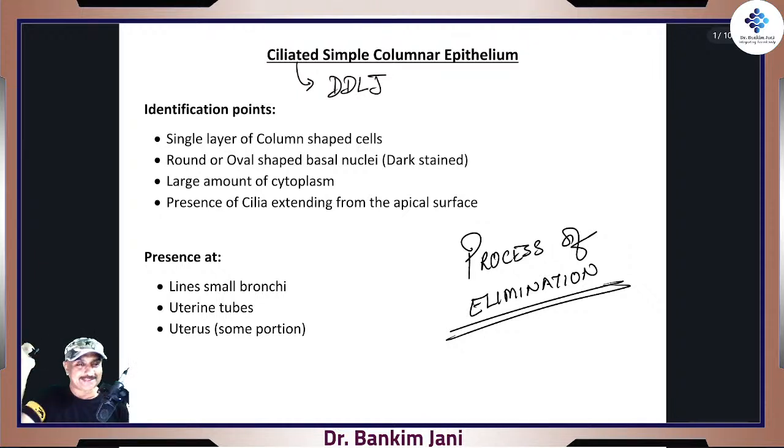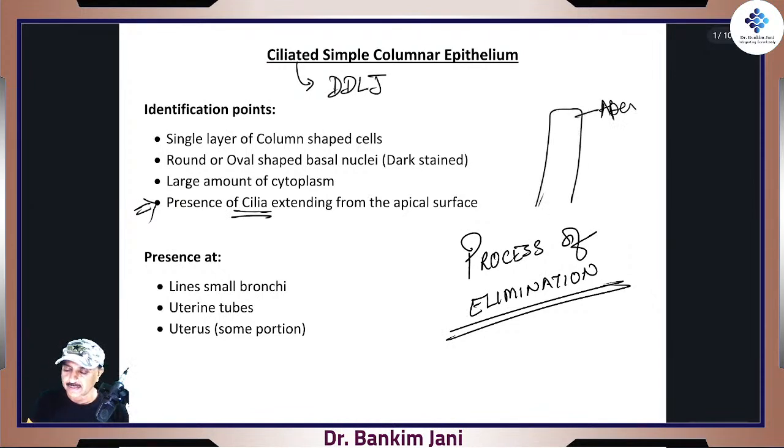In fact, I wrote this even in my notes. I added that this is a good thing. So, round or oval shape, basal nuclei, everything the same, but this would be our important point: presence of cilia extending from the apical surface. So this is the cell, this is considered the apex, and over here you will see this, right? It lines the small bronchi, that's where the mucus is pushed out. Also the uterine tubes, fallopian tubes, no doubt about it, and the uterus, some portion, especially the upper portion.